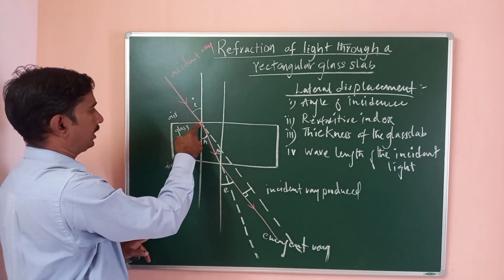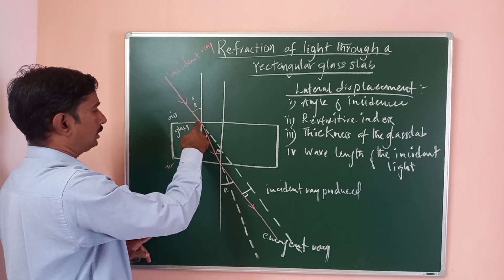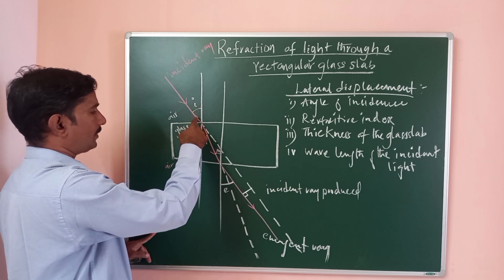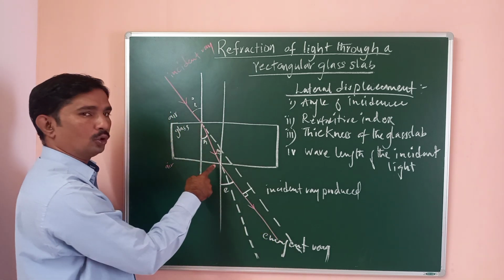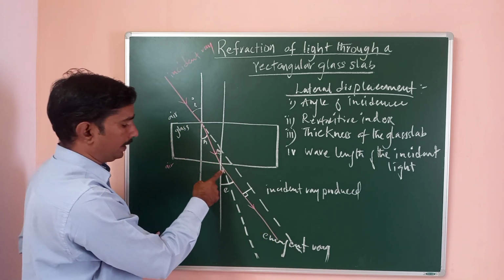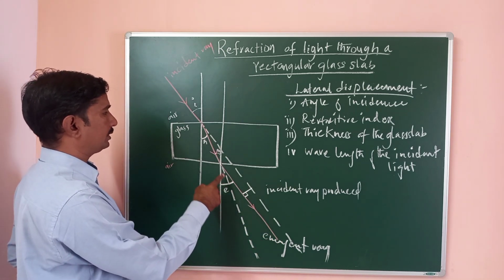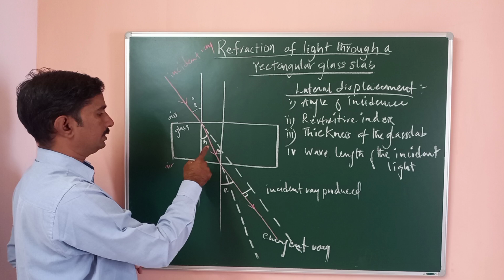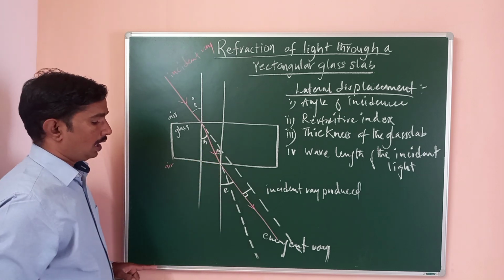This is the incident ray. This angle is the angle of incidence. It is supposed to travel in this direction, that is the incident ray produced, but it bends due to the change in medium and goes like this. It emerges out of the glass slab at the angle of emergence. This is the angle of incidence. This is the angle of refraction. This is also the angle of refraction.